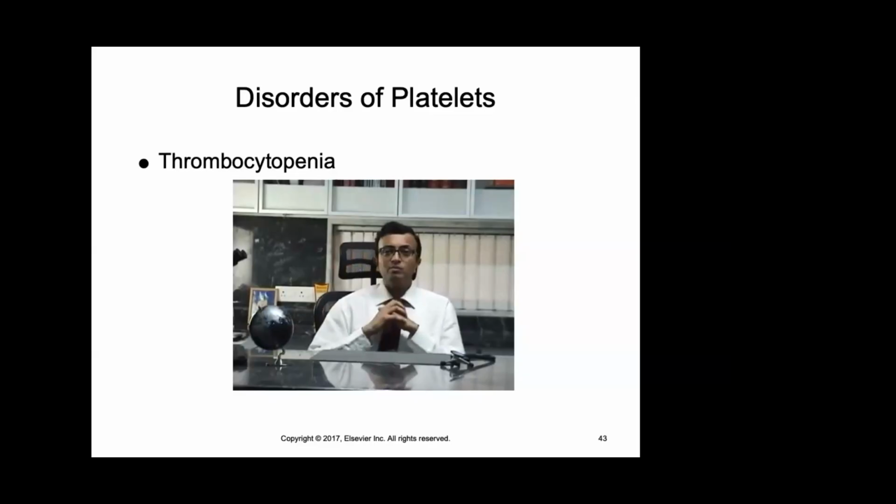Always when the platelet counts are low, you should ask the doctor why your platelet count is low, and you should get a satisfactory answer from him. Again, spread this message that low platelet count is common, but you don't need to worry, you don't need to panic just because your platelets are low.